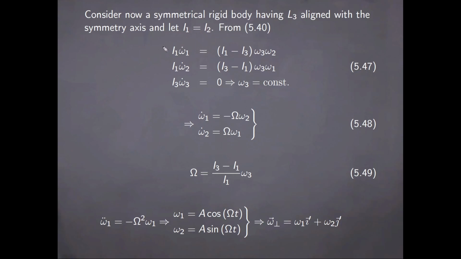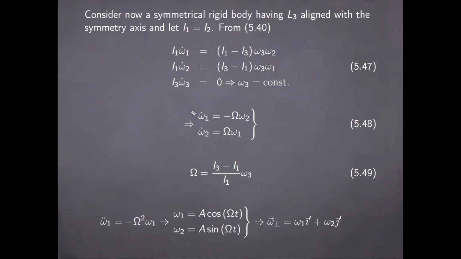Then Euler's equations will have these expressions, where due to symmetry it follows immediately that the third component of the angular velocity in the intrinsic frame is constant, and then this allows us to rewrite the first two equations as here in terms of this additional constant capital Omega, which is given by the two non-equal values of the principal moments of inertia and the angular velocity about the symmetry axis. And then we can very simply solve these just by taking the time derivative of one of them.